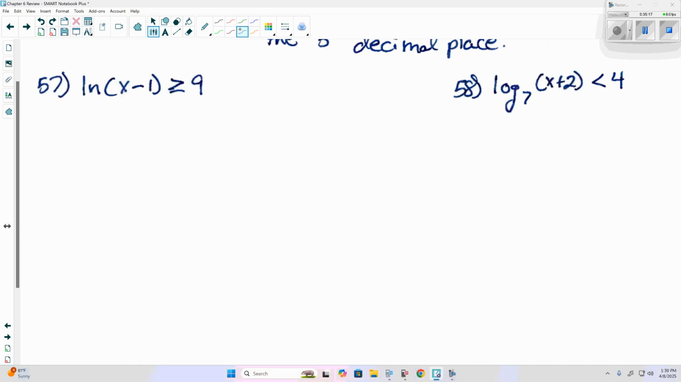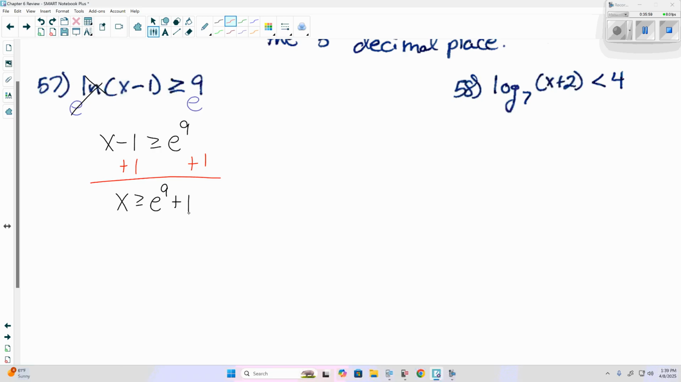So for 57, one term on either side. We do indeed have one term on either side. So since we start as a log, we're going to put both sides to the base of the log. So e to the ln is going to cancel, leaving us with x minus 1 is greater than or equal to e to the 9th. E is not a nice number, so putting it to the 9th power is not going to just make it a nice number. We can add 1 to both sides, telling us x is greater than or equal to e to the 9th.